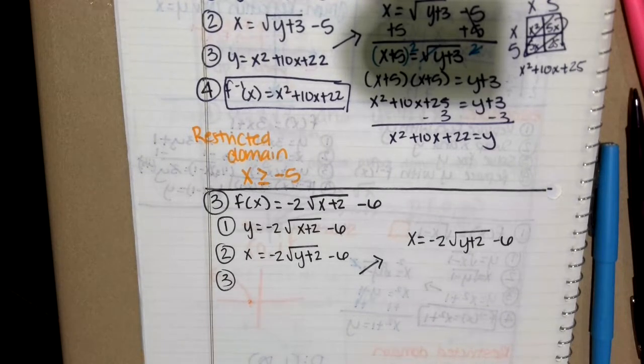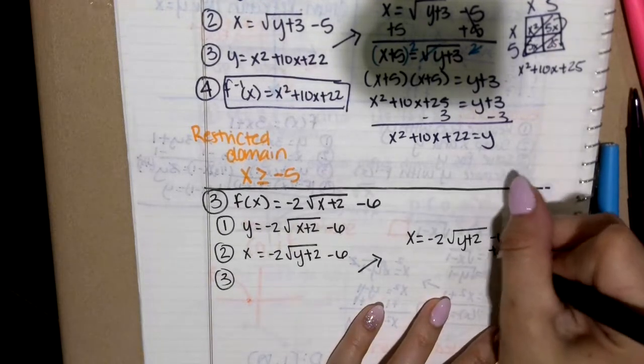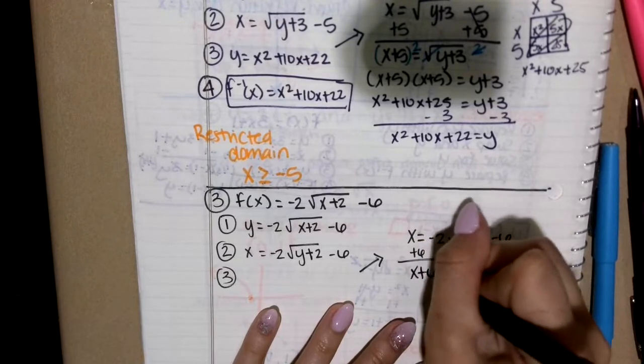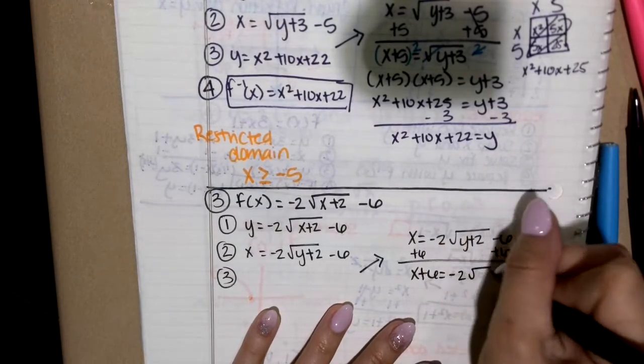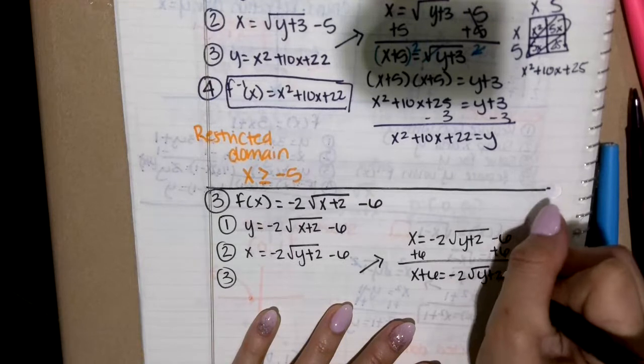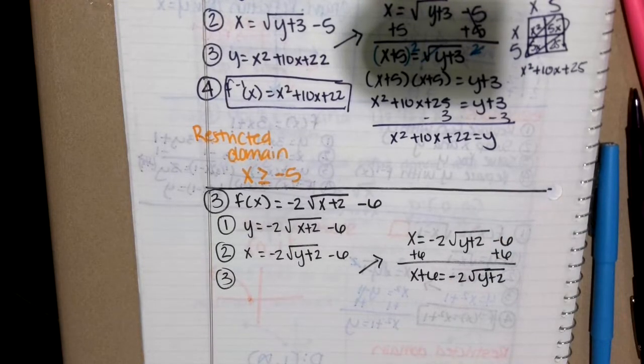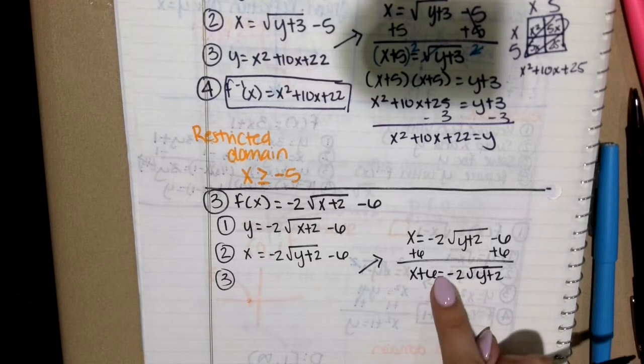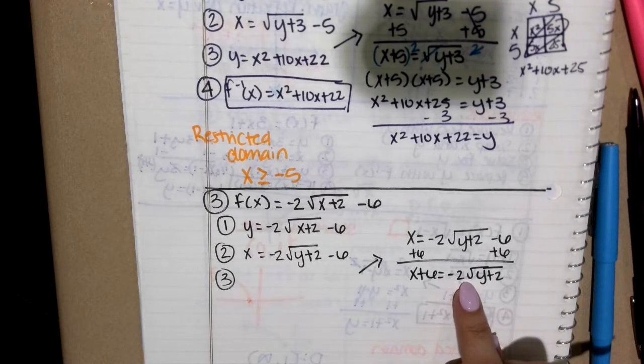What's the first step to get over to the x? Plus 6. So x plus 6 is equal to negative 2 square root of y plus 2. Then how do I get rid of this negative 2?